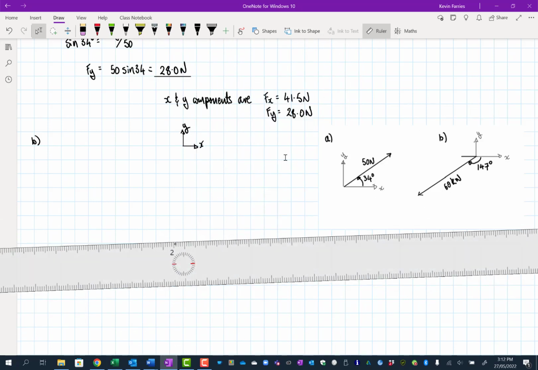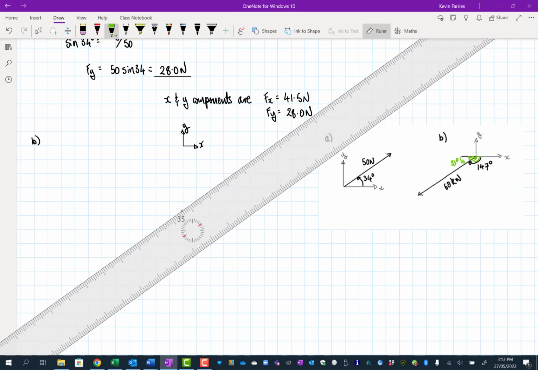But what I can do is think to myself, well, this angle plus this one, they're going to make a straight line, so they must add up to 180. So this angle here, 147, plus this angle is 180. So this angle here must be 33 degrees. That means I can draw it.